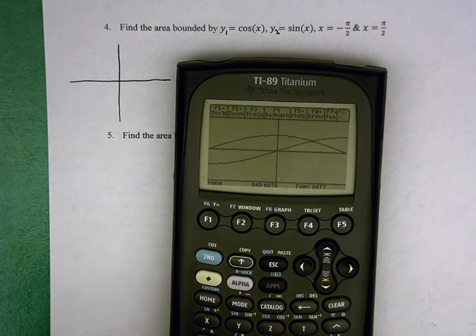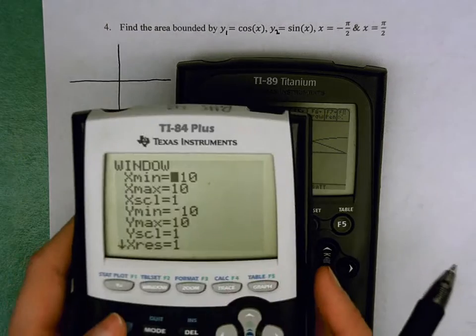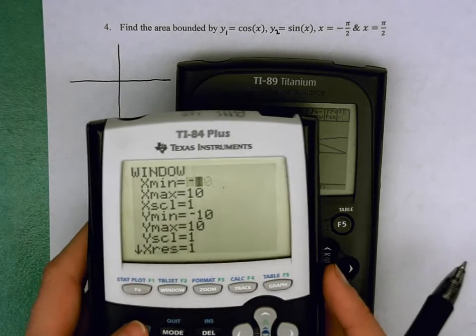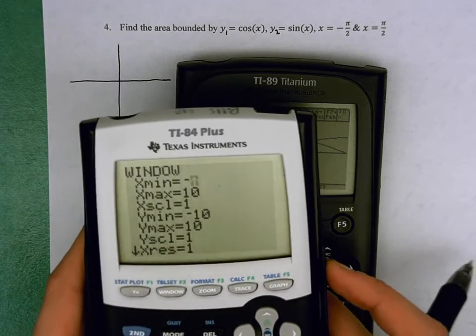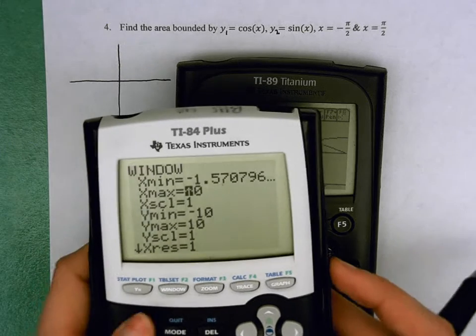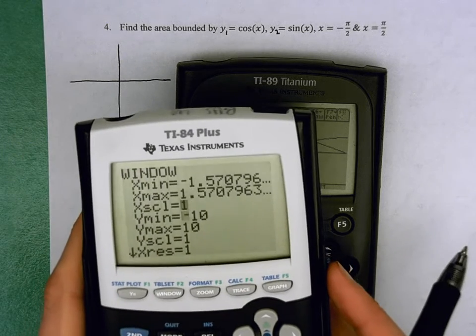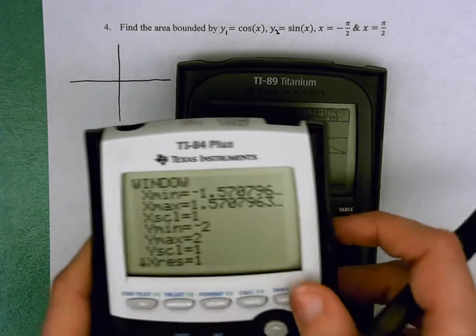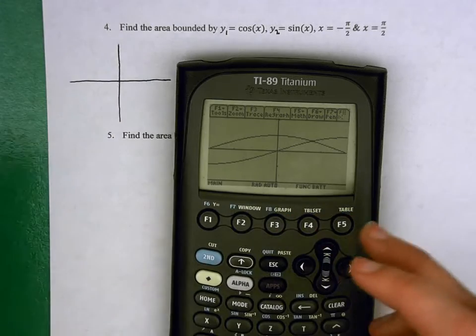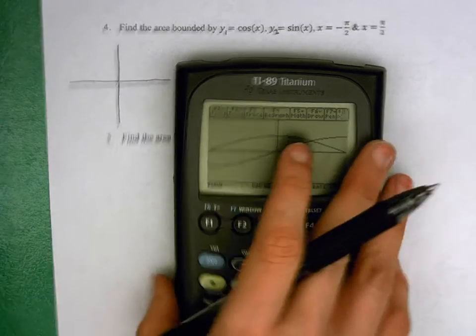And then the same thing on the 84, we're putting in -pi over 2, pi over 2, -2 to 2. Okay, and they'll get the same picture. Okay, so we're going to go ahead and sketch that.